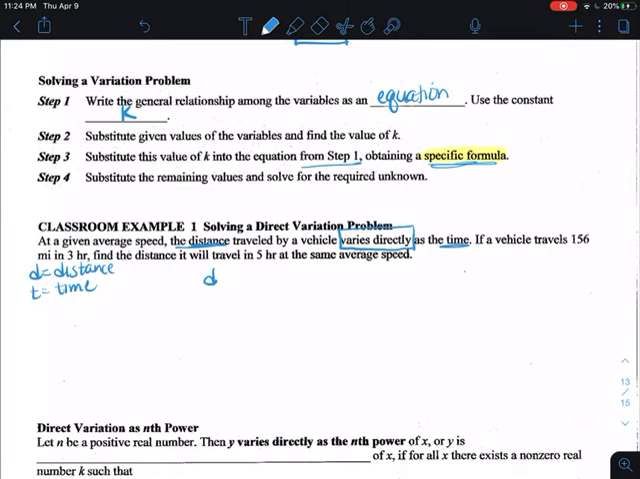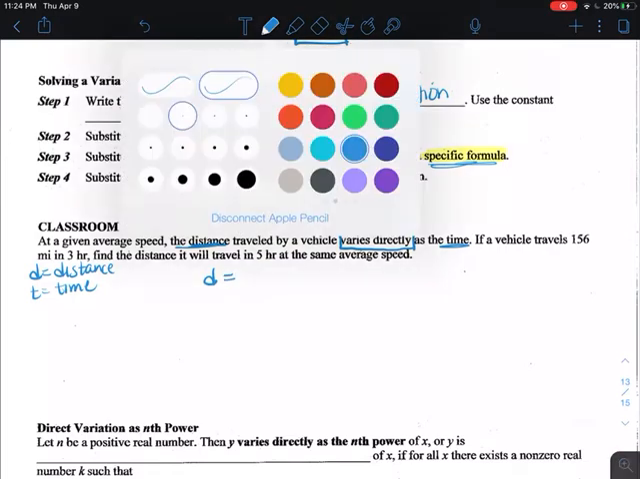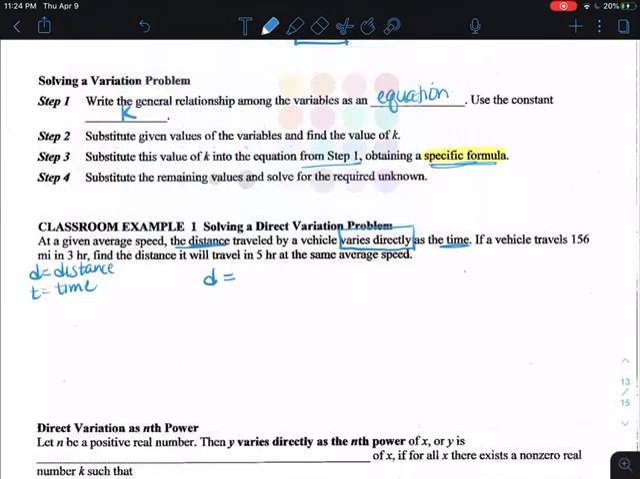So it says d varies directly. When you see varies directly, that's your equals k part. Directly as what? As time. So the variable t for time is going to go right beside the k. So that's what this first sentence says, d equals kt. That would be my step 1.